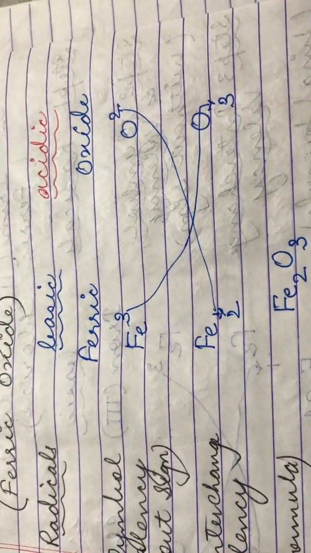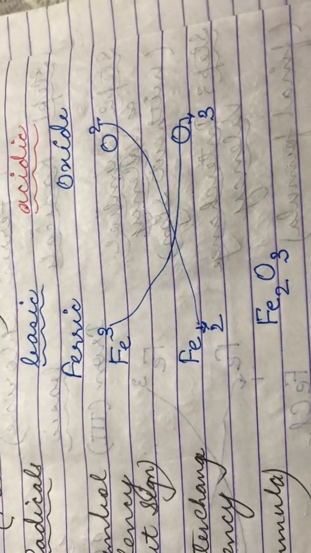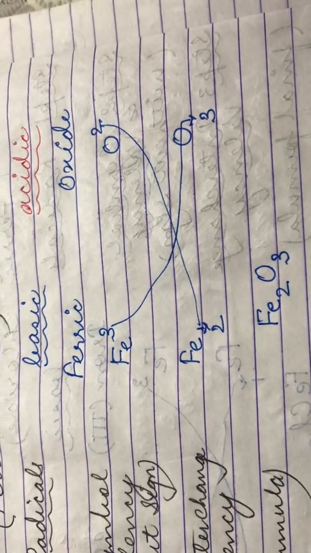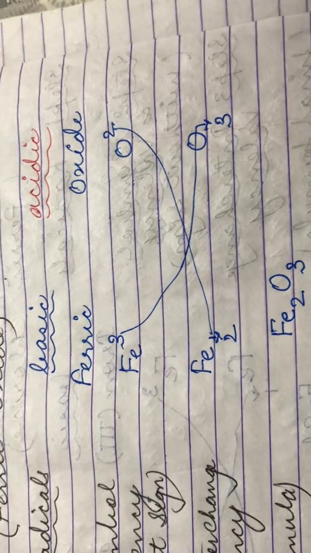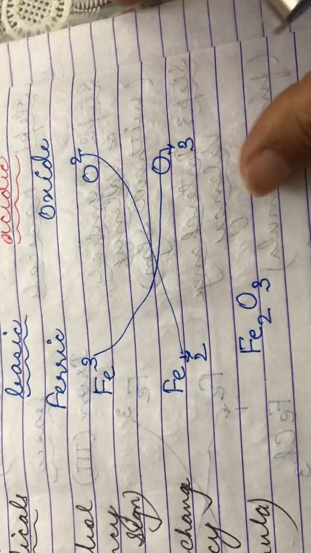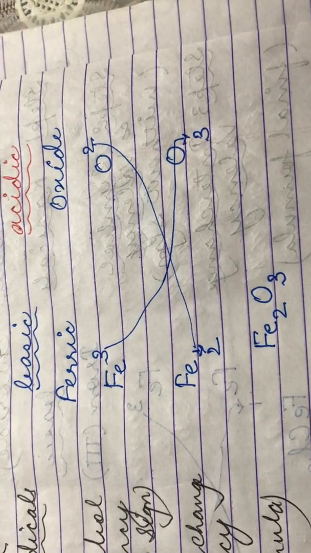I hope this would make the concept very clear regarding writing the chemical formulae of compounds where the valency of the basic radical is 3 and of the acidic radical is either 1 or 2. So I hope this would make your concept very, very clear.